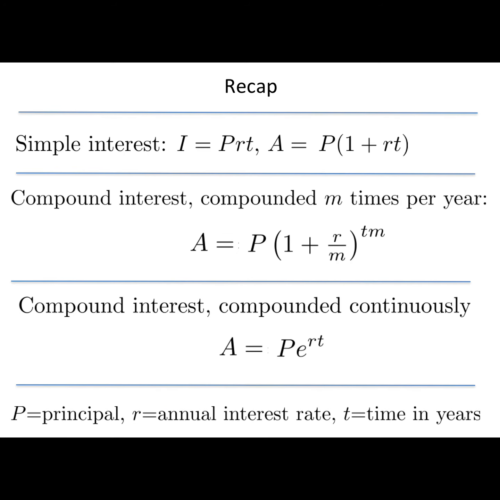All right, so here's a summary of the formulas that we've used. Simple interest, compounded M times per year, and compound interest compounded continuously. We'll talk more about these on Wednesday. Give the problems on the worksheet a try, and we'll talk about those on Wednesday, and I'll collect them in class.